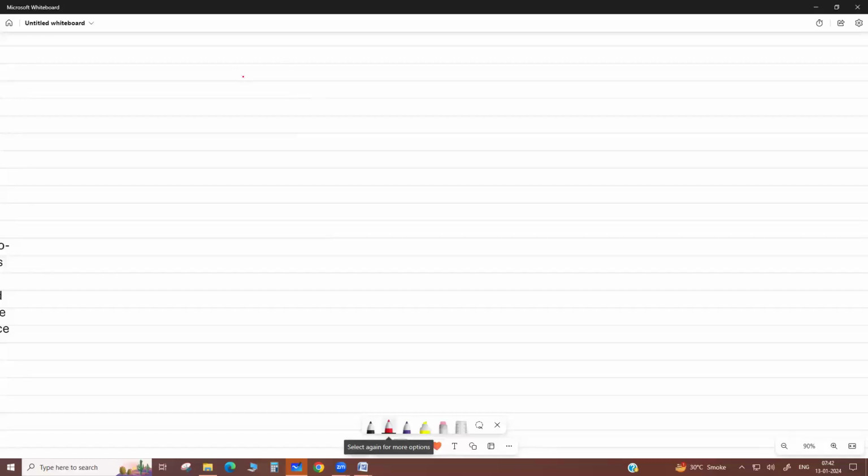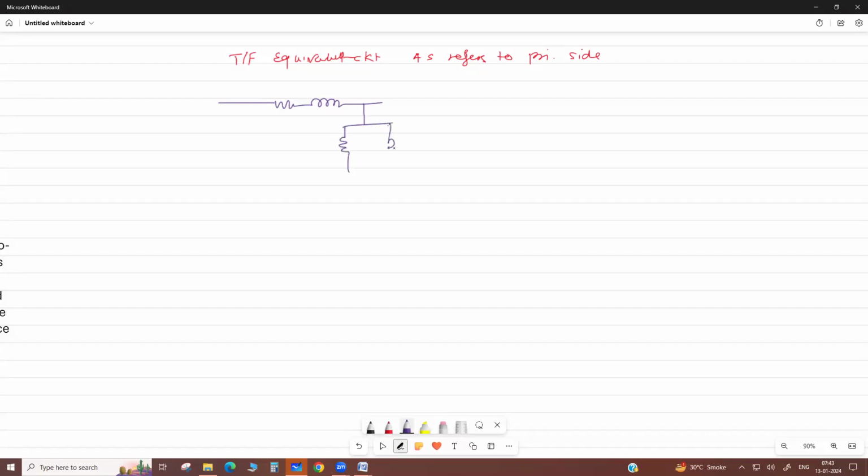What is the equivalent circuit of a transformer as referred to the primary side? We have the primary resistance, primary reactance, then you have a magnetizing branch. Okay, magnetizing branch.